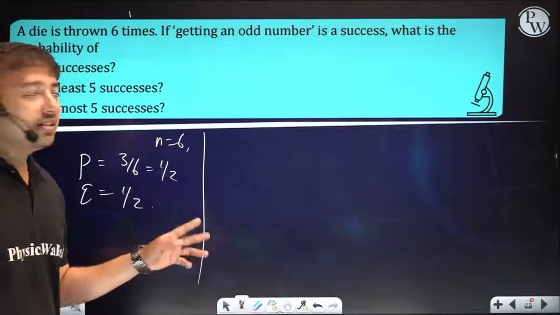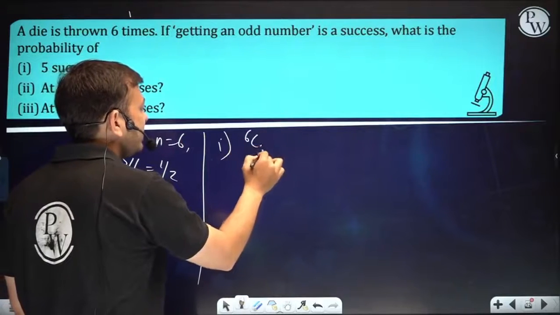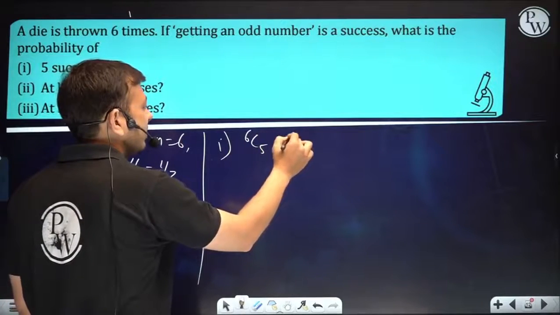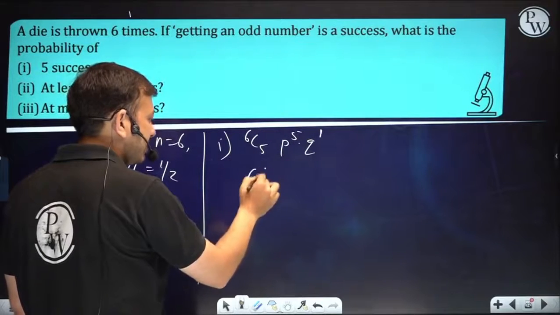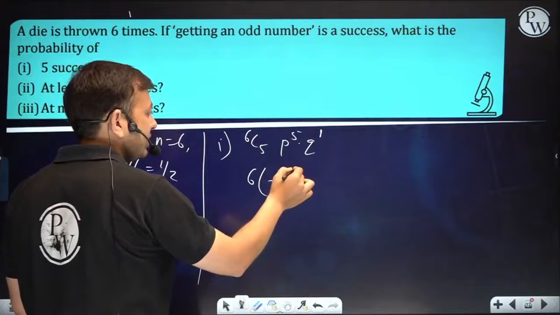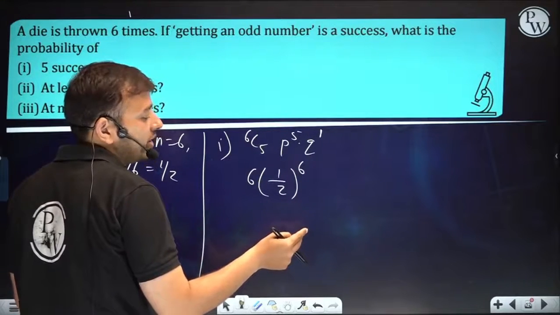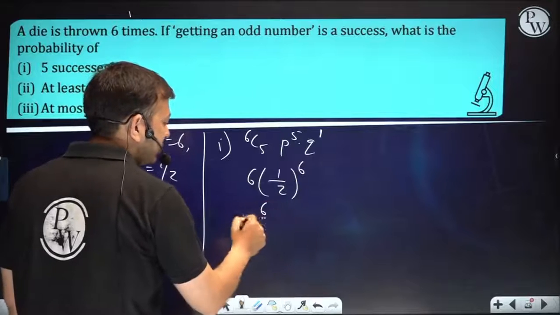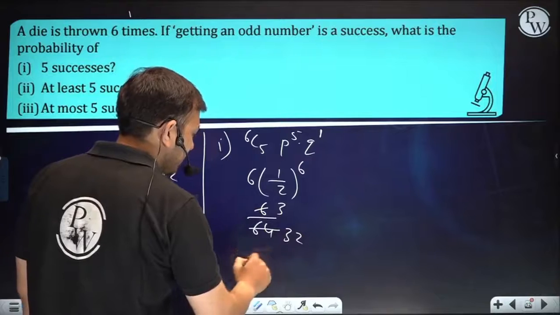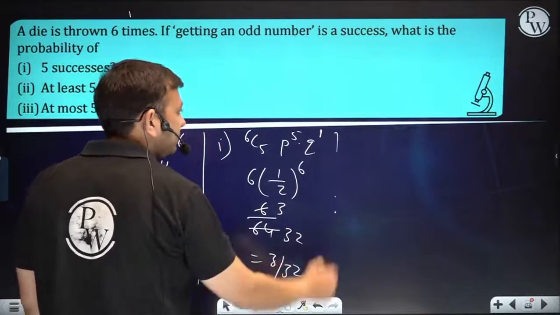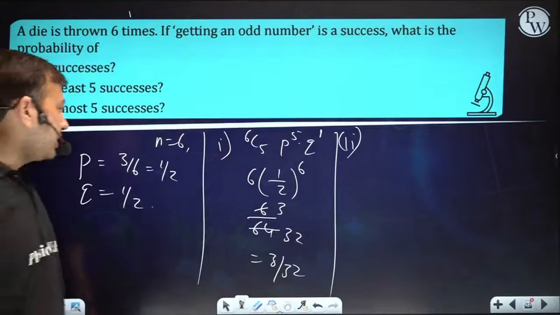So in 6 trials, they are asking the probability of 5 successes. So that will become 6C5, p to the power 5, q to the power 6 minus 5, that is 1. So 6C5 is 6, 1 by 2 to the power 6. So 2 twos are 4, 4 twos are 8, 8 twos are 16, 32, 64. So 6 by 64. 2 threes are 6. So the answer will become 3 by 32.